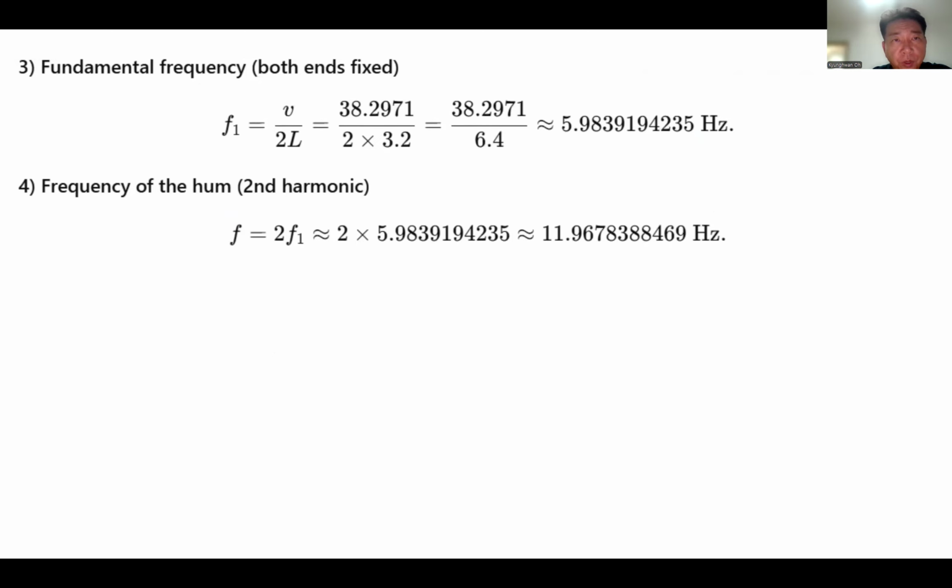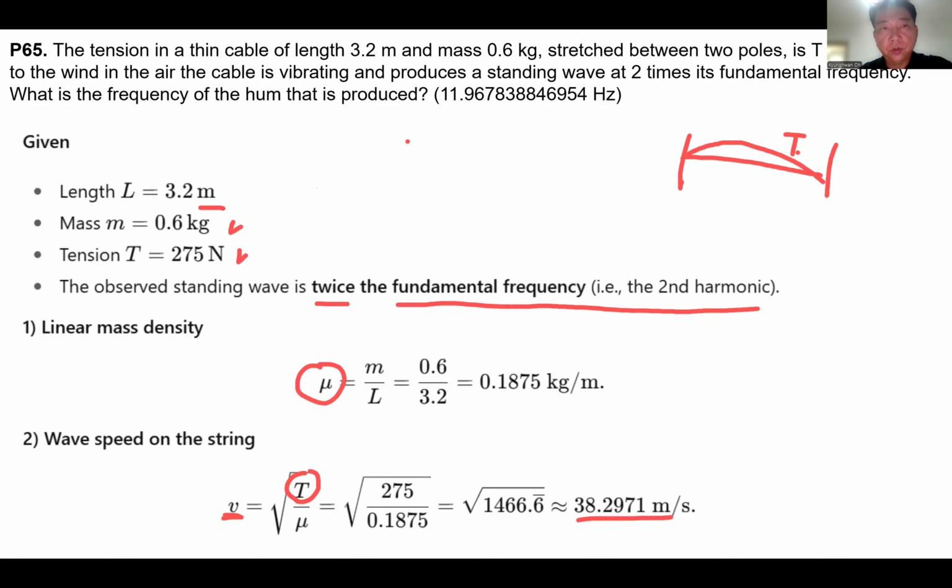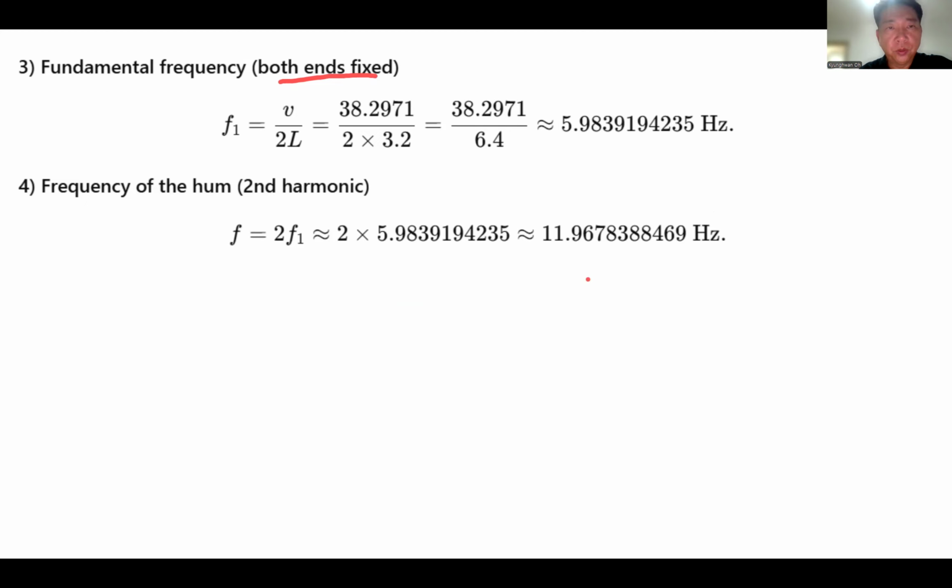And then the fundamental frequency, with both ends fixed, is given by f1 = v over 2L. It's a round trip. And then you get this in hertz. And the frequency of the second harmonic is 2 times f1. Okay, 2 times f1.